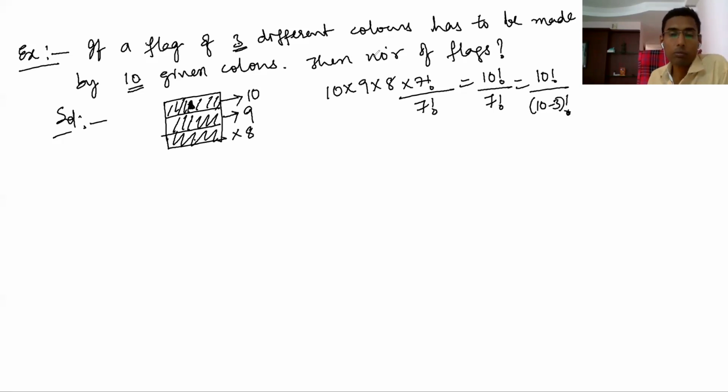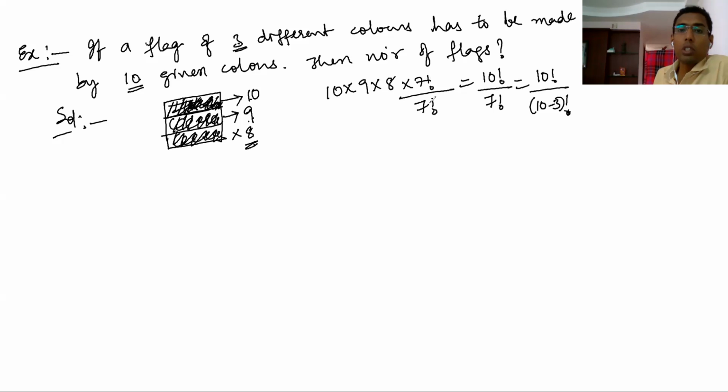So here, how many flags can be formed with 3 different colors? Given how many colors? 10 colors are given. Then using 3 different colors, how many flags can you make? That is the question. So 3 different colors have to be used. Out of 10 colors you can arrange 1 color here, then any one of the remaining 9 colors here, and any one of the remaining 8 colors here. So that is 10 into 9 into 8.